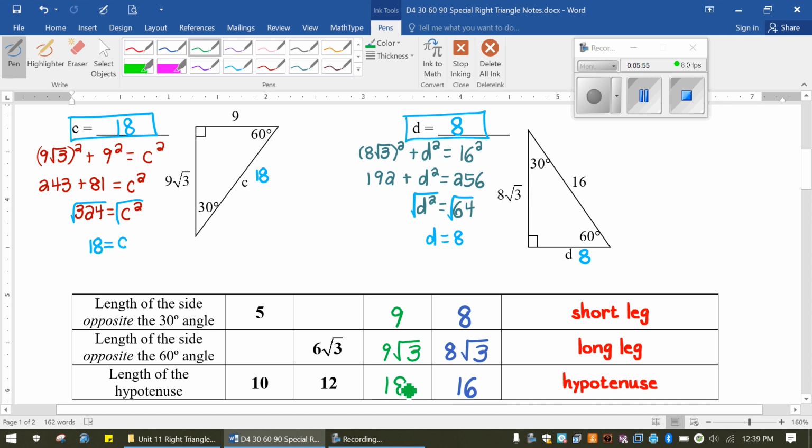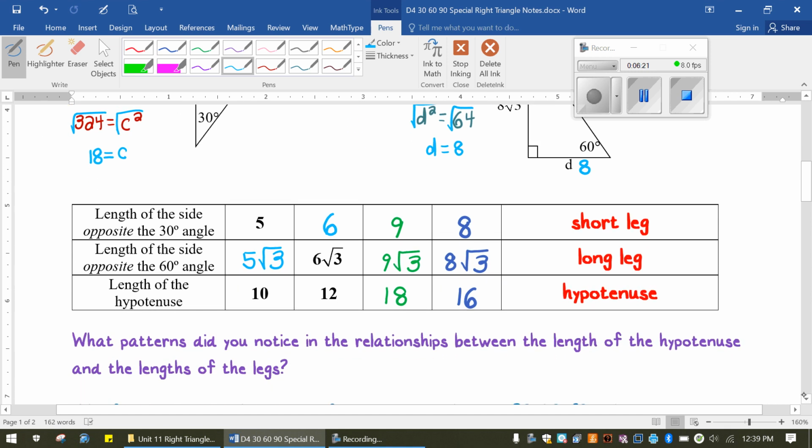In the triangle with B, we found the short leg, the side opposite 30 degrees, to be a 6. And in the triangle with the missing side labeled A, that was the side opposite the 60-degree angle, we found that to be 5 root 3. So let's take a look and see if we notice any patterns in the relationship between the length of the hypotenuse and the length of the legs.